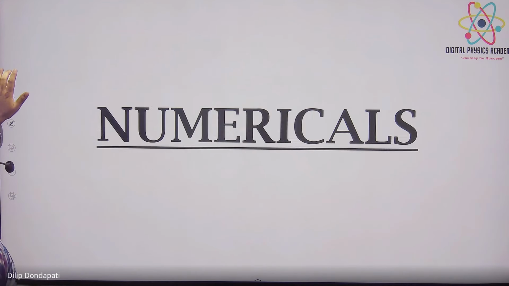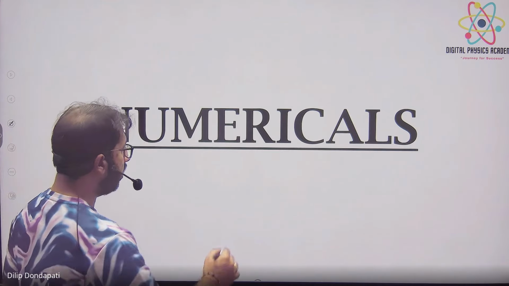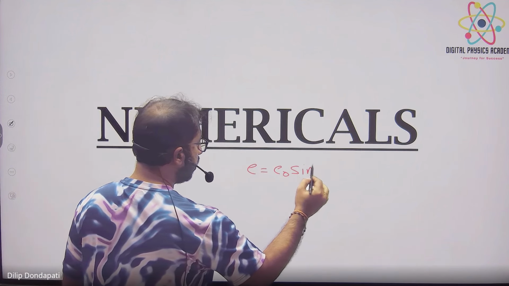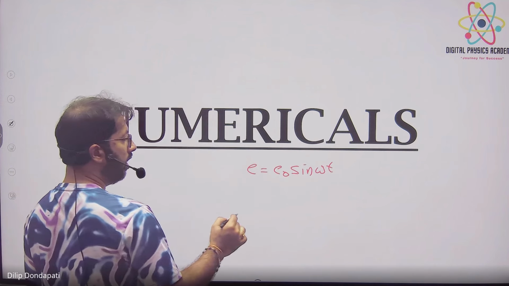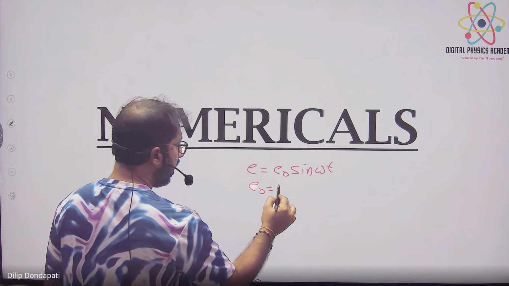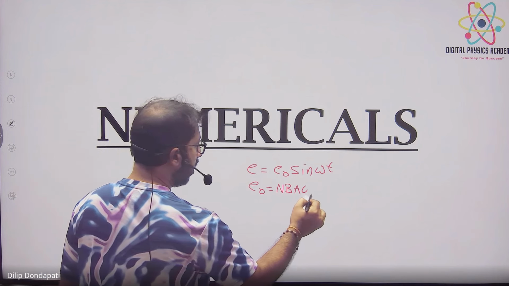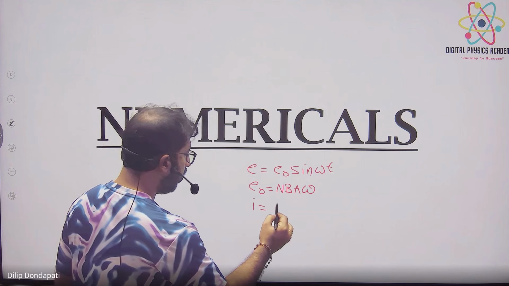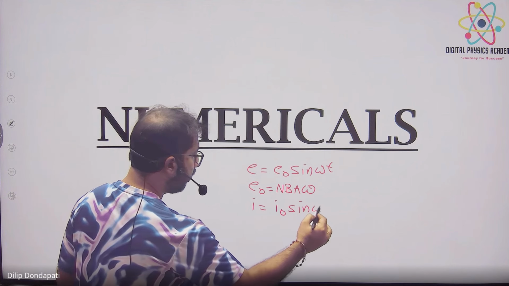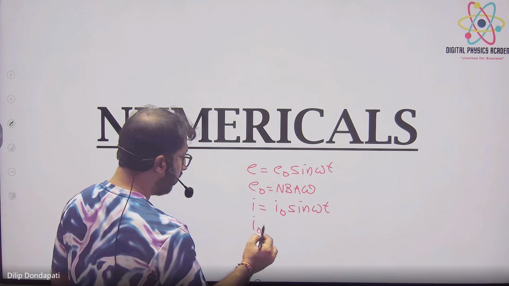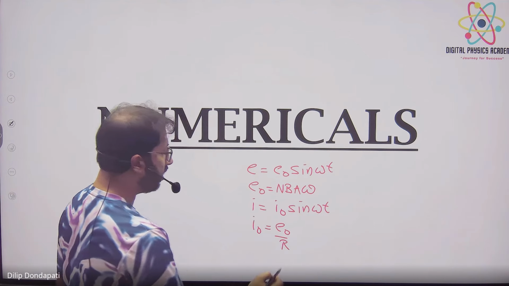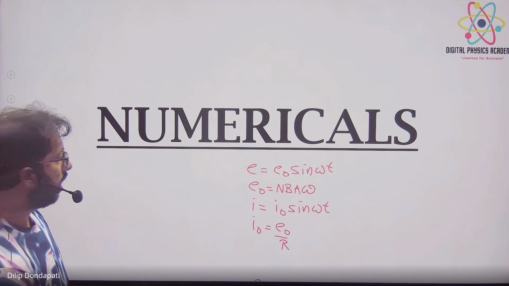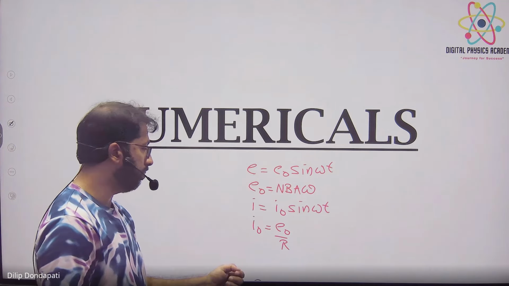Okay. Let's do numericals. So what is the formula we learned? E is equal to E naught sin omega t is the formula. This is the instantaneous voltage. If I ask the maximum voltage formula, what is it? NBA omega. This is the maximum voltage. And the current formula will be I naught sin omega t. And I naught is E naught by R. R is the resistance. Okay. Based on these formulas we have to solve the questions. NBA omega is the maximum voltage. This I naught is the maximum current.